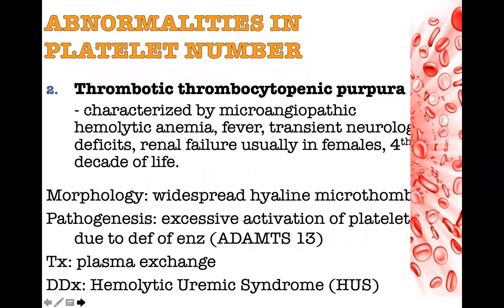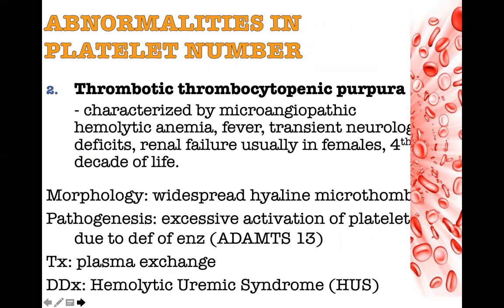Next is your TTP, or thrombotic thrombocytopenic purpura. This is characterized by microangiopathic hemolytic anemia, fever, transient neurologic deficits, and renal failure, usually noted in females in the 4th decade of life. Morphologically, the smaller blood vessels like the capillaries and venules present with widespread hyaline microthrombi.